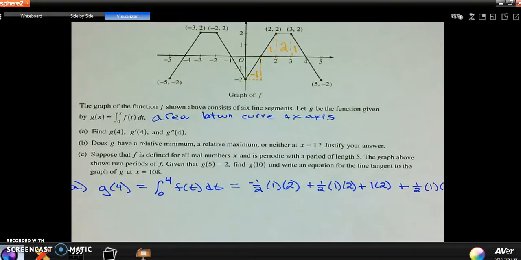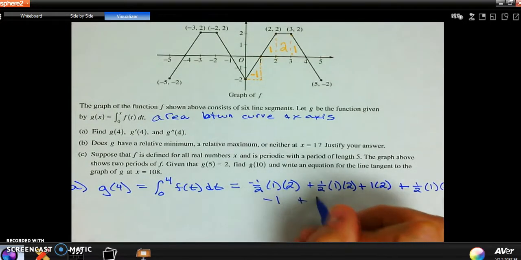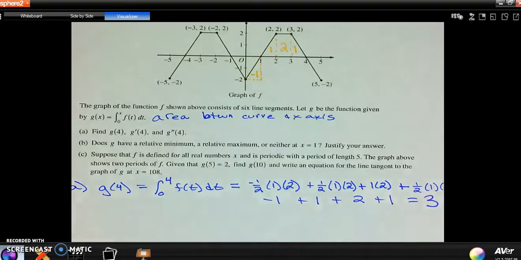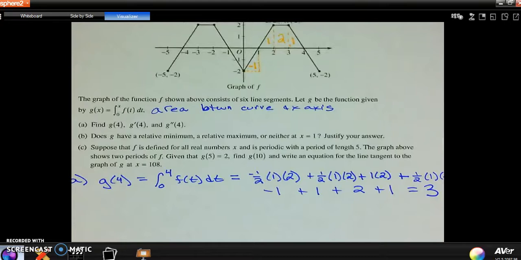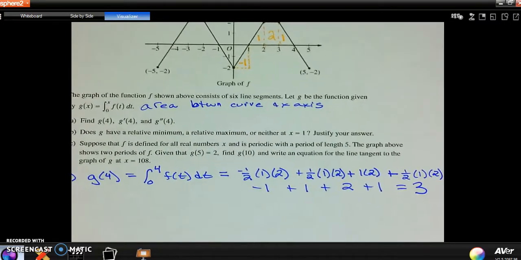So that's my work. And we kind of already figured out that this was a negative 1 plus 1 plus 2 plus 1. So that gives me a total of 3. And so if you would have gotten that, I think you got 1 point on the scoring guide for that. So that's definitely an easy point that I would want you to get on the AP exam.